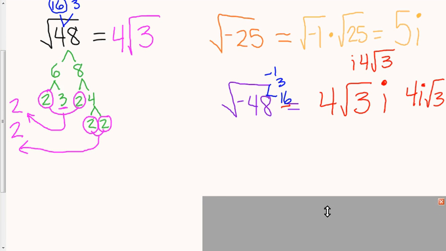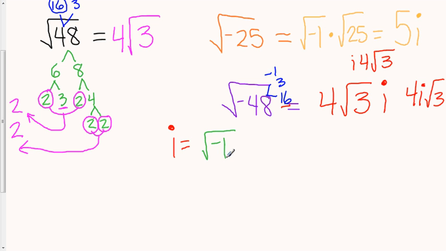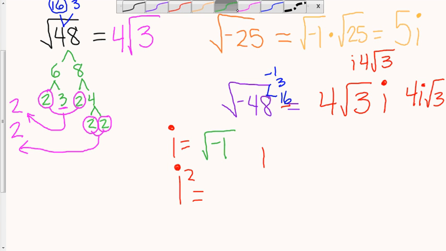Now, moving on to other things with imaginary numbers. We know that i is equal to the square root of a negative 1, which then means that i squared is equal to negative 1.